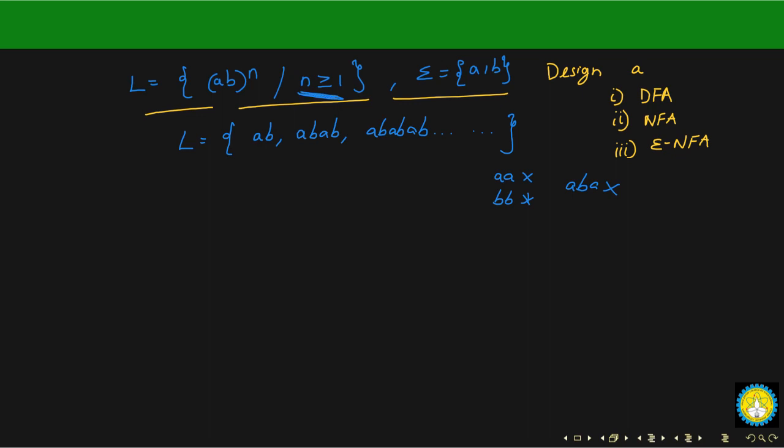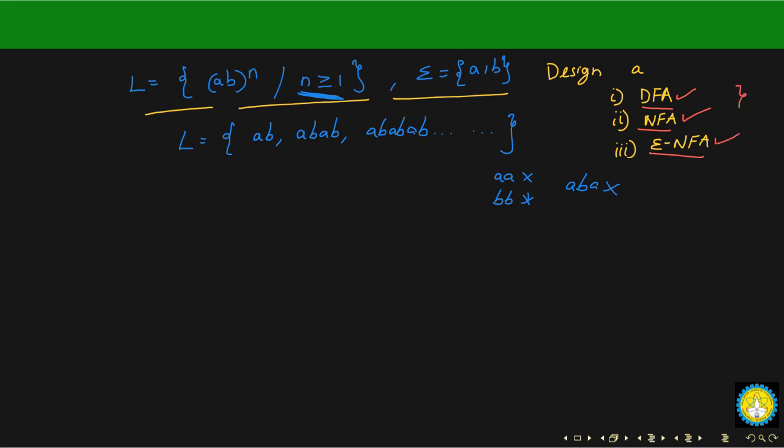So patterns of repeating ABs with at least one AB is going to be accepted by this language. So what we are going to do here is compare the DFA, NFA, and epsilon NFA for the same language. We can design a DFA for this language. We can also design an NFA for this language. We can also design an epsilon NFA for the same language.